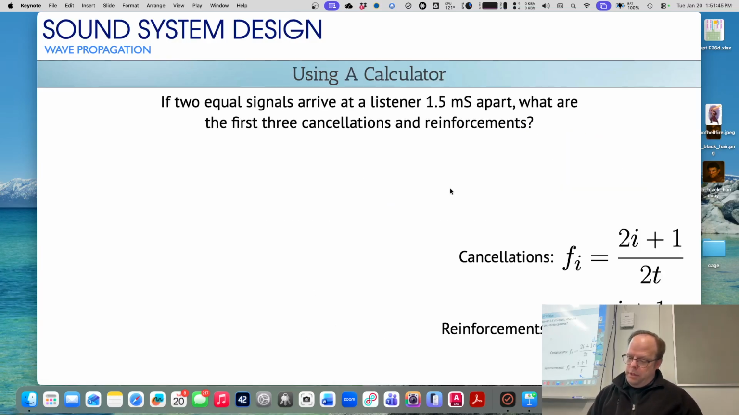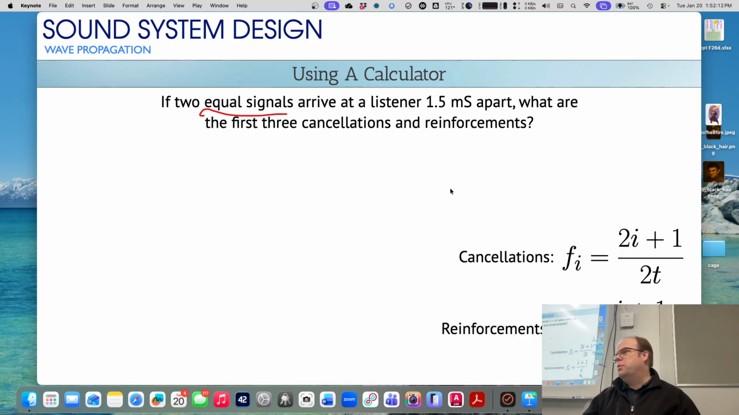So here are those two equations. I've left them on the slide here. If I have two equal signals that arrive at a listener 1.5 milliseconds apart, they will comb filter, right? If they are equal signals arriving at your ears 1.5 milliseconds apart from each other, they will comb filter. The question is, what frequencies get canceled out and what frequencies get reinforced?